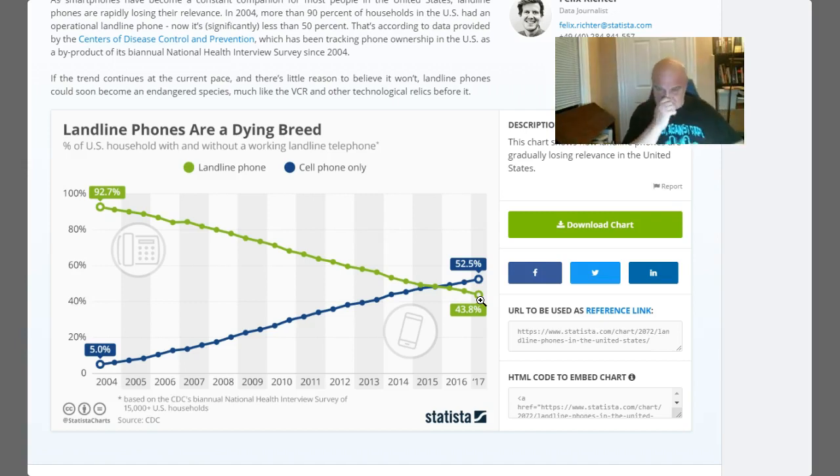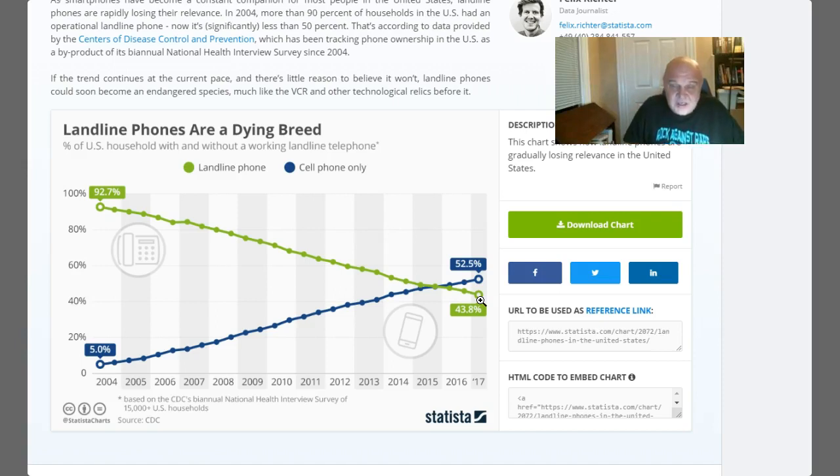But by the end of 2017, only 43.8% of households had a landline, and that was up from 52.5% of households, including my own, that just have a cell phone. That may change with the advent of a way I can run something like a landline through my computer, and for the purposes of my business, I may do that.